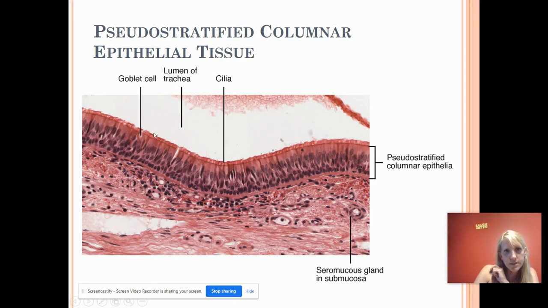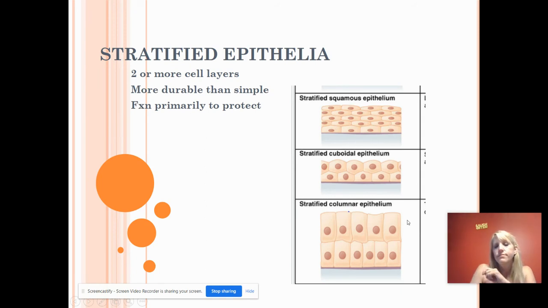Isn't that cool? So here's your cilia. They're little hair-like projections that help to move things. Doesn't that look like many layers? But in actuality, it's just one. So right here would be the basement membrane, and then this would be the connective tissue. There's a goblet cell right there. How cool is that, huh? Cool. All right.